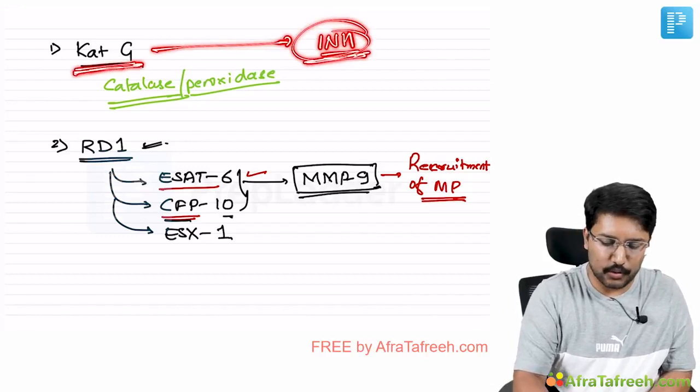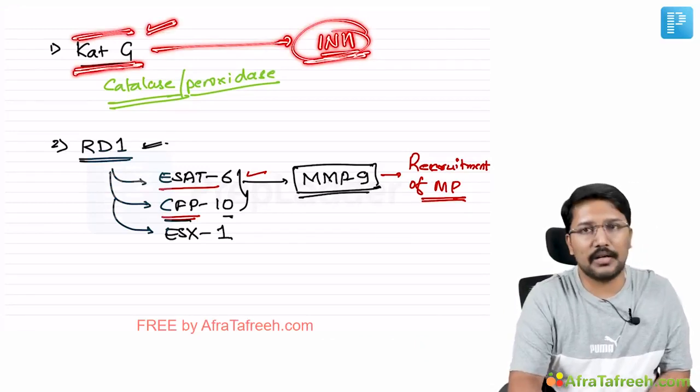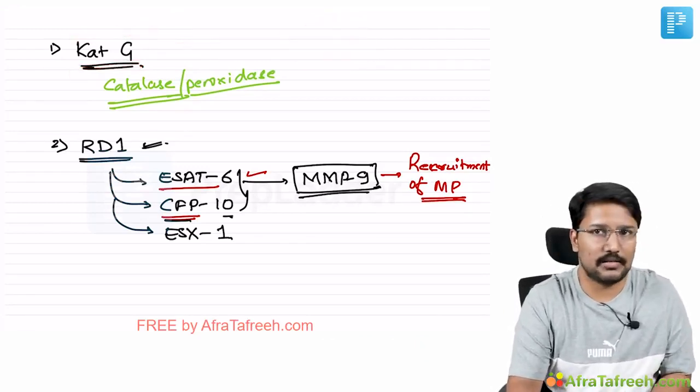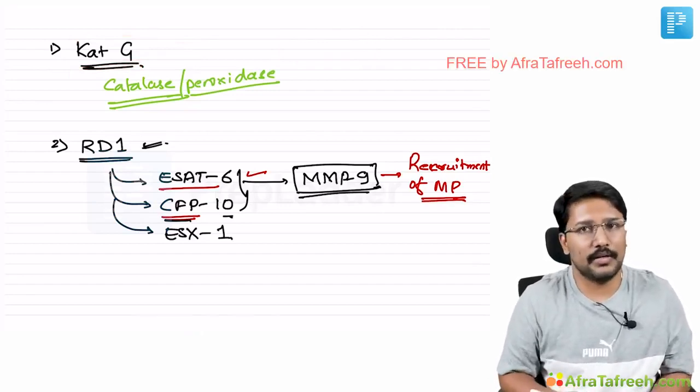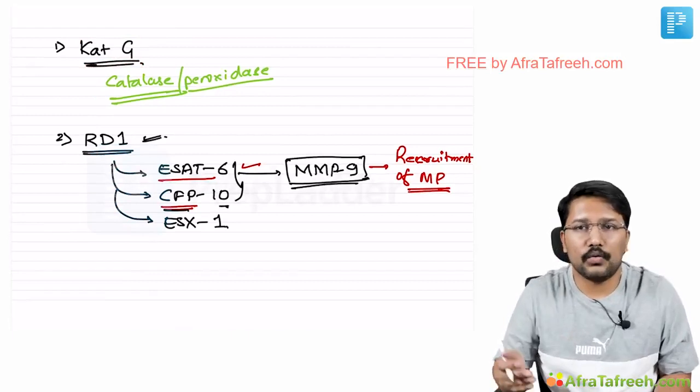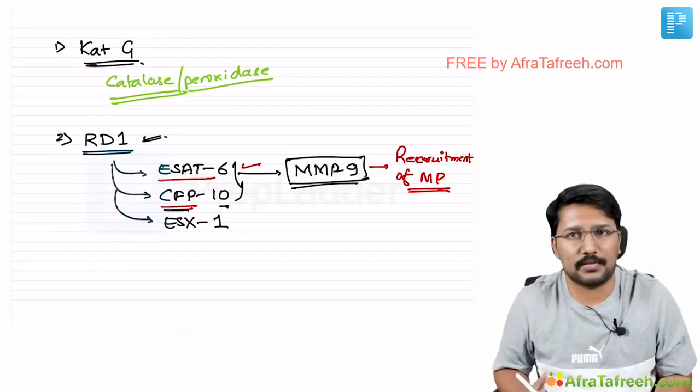So certain mutations of CATG actually confer resistance against INH, right? Clear? So this is the basic pathology or pathogenesis of MTB. So now let us see how the human body responds to this infection, right?